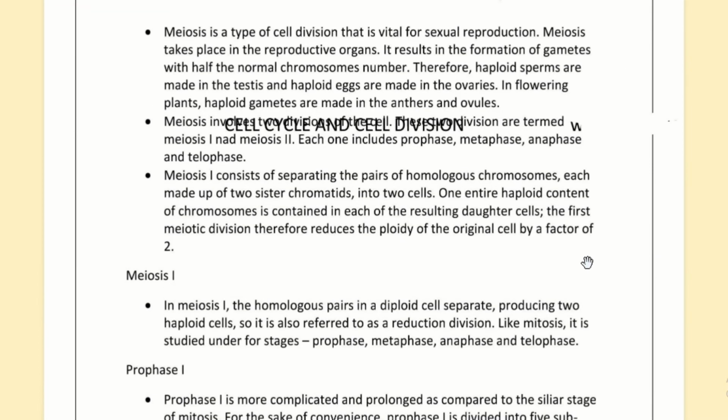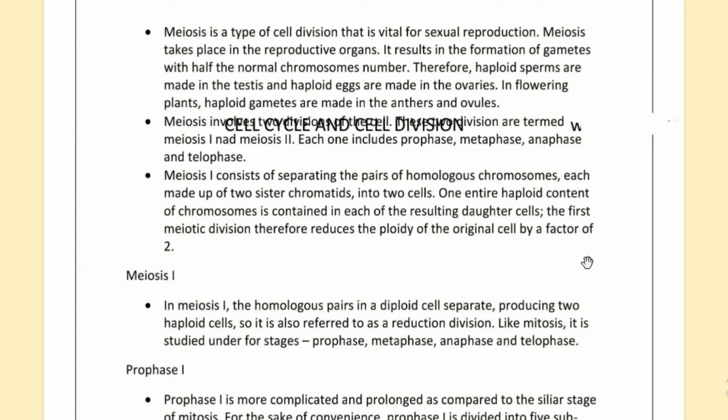Meiosis is a type of cell division that is vital for sexual reproduction. Meiosis takes place in reproductive organs. It results in formation of gametes with half the normal chromosome number. Therefore, haploid sperms are made in testes and haploid eggs are made in ovaries.